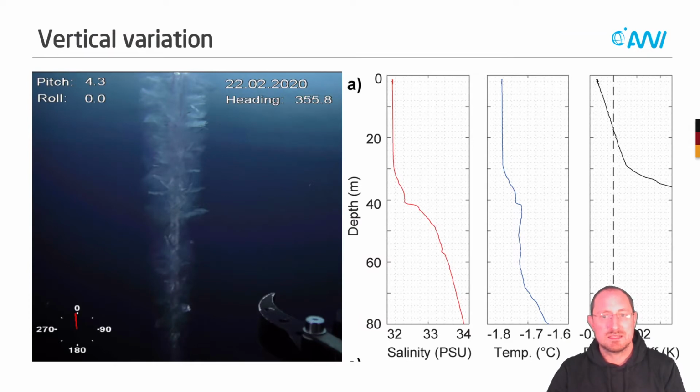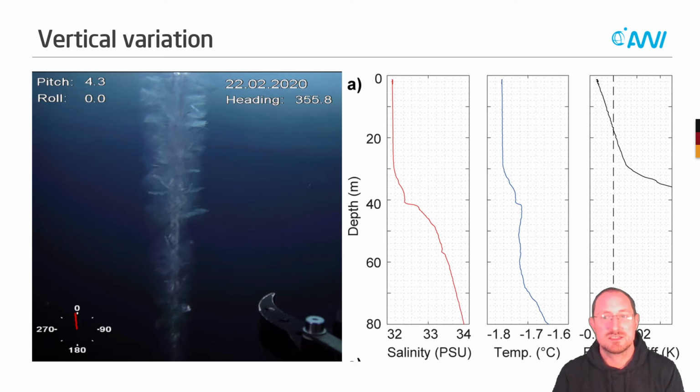Platelet ice typically grows from supercooled water. On the right side you see some salinity and temperature profiles from the ROV. The most important plot is the freezing point departure depending on depth. In the top water column the freezing point depends only on the depth, and you see that at around 20 meters we crossed the freezing point, and the entire mixed layer was in a supercooled state.